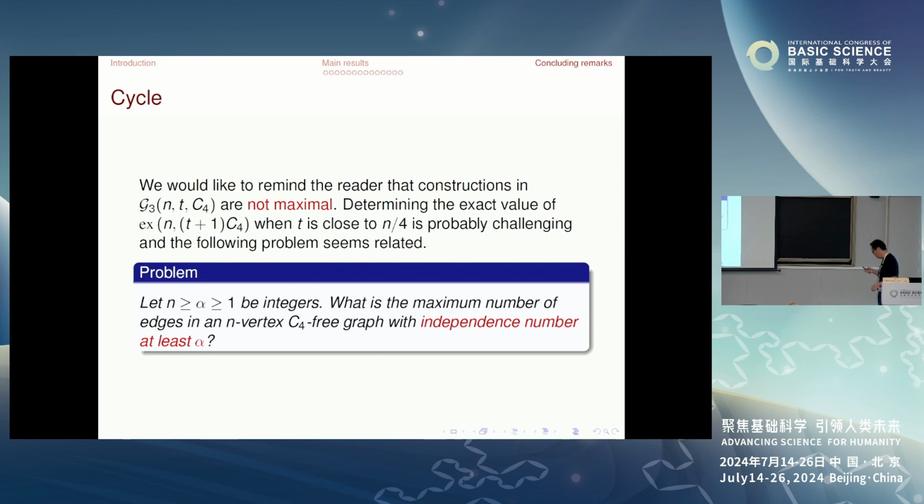So I think that the following problem is interesting: if you know the independence number of the C4-free graph, do you know the maximum number of edges? I mean, what's the maximum number of edges in a C4-free graph with independence number at most alpha? Alpha is a constant, or maybe is related to n. I think that it's just the square root of n.